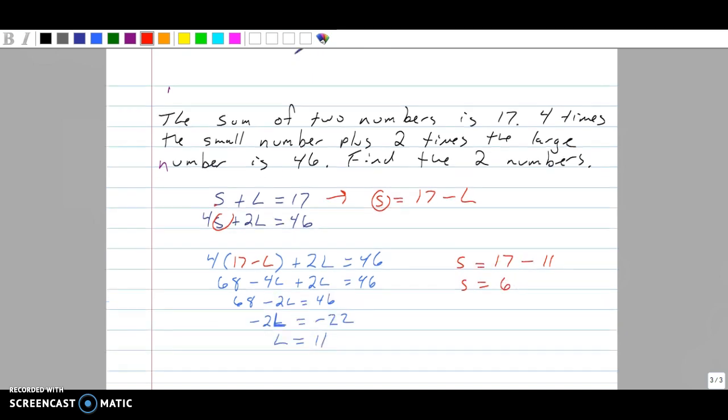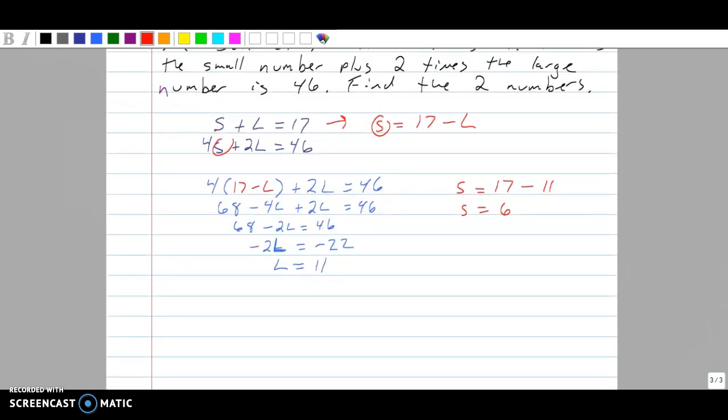Now, since this is a word problem, writing it as an ordered pair isn't really appropriate here. It asks us a question, so we're going to answer the question. The large number is 11, and the small is 6. If it's a word problem, answer the question.